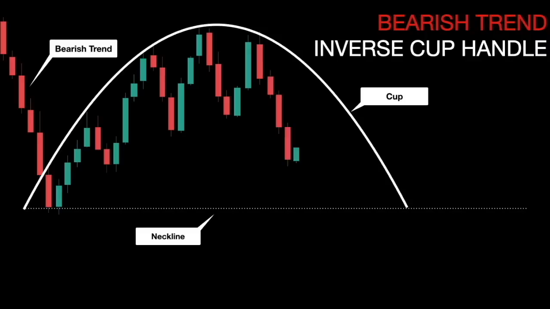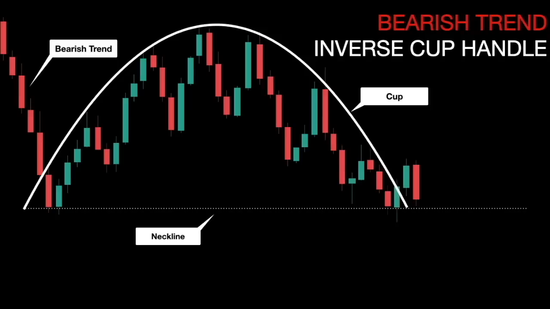Price then pushes to the downside, reaching the neckline, but the momentum is still not strong enough to break the level. Price retraces one last time, creating a smaller semicircle, known as the handle, before eventually breaking the pattern.